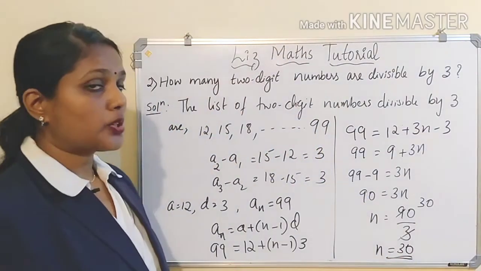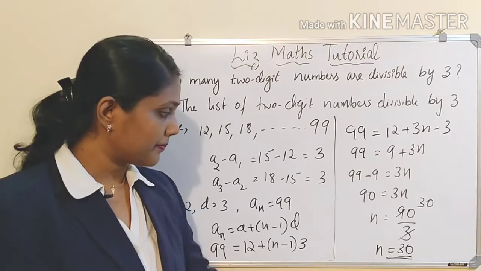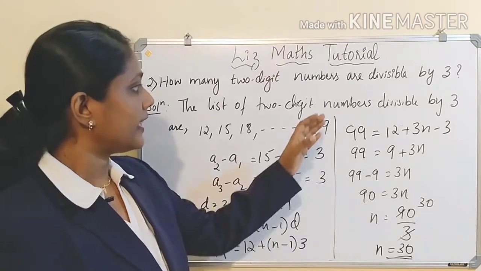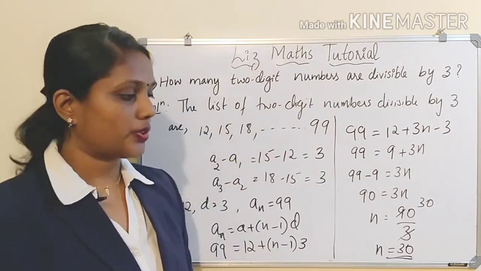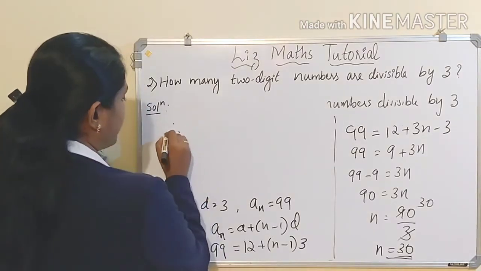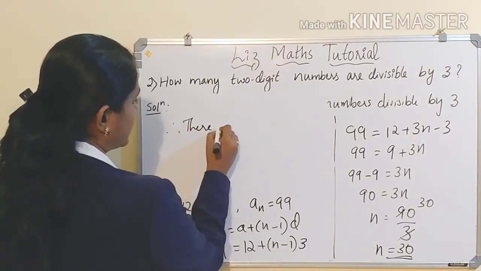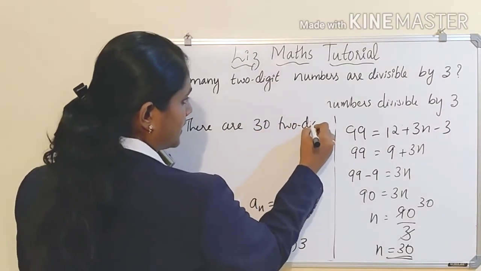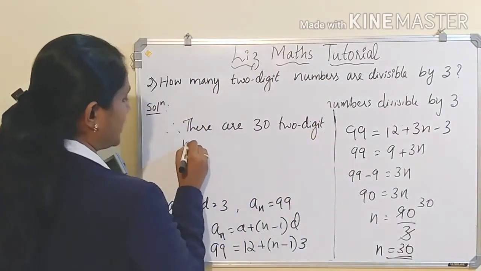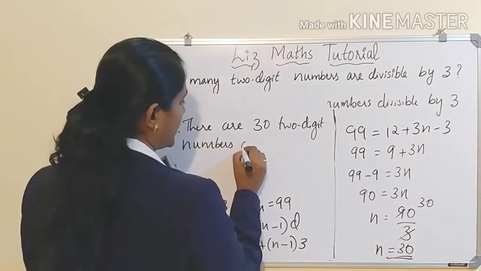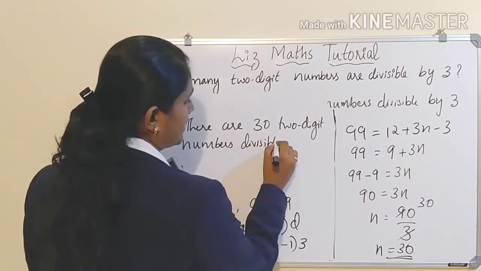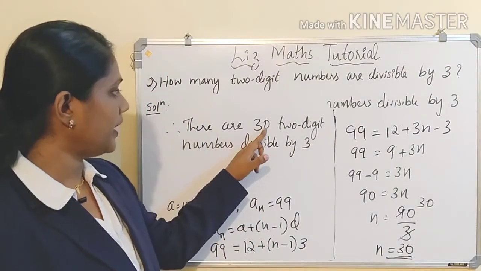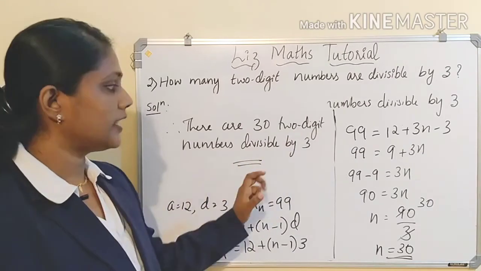So how many 2-digit numbers are divisible by 3? 30 numbers. There are 30 2-digit numbers that are divisible by 3. So we can write the conclusion. Therefore, there are 30 2-digit numbers divisible by 3. So this is the conclusion that we come to. There are how many? 30 2-digit numbers divisible by 3.